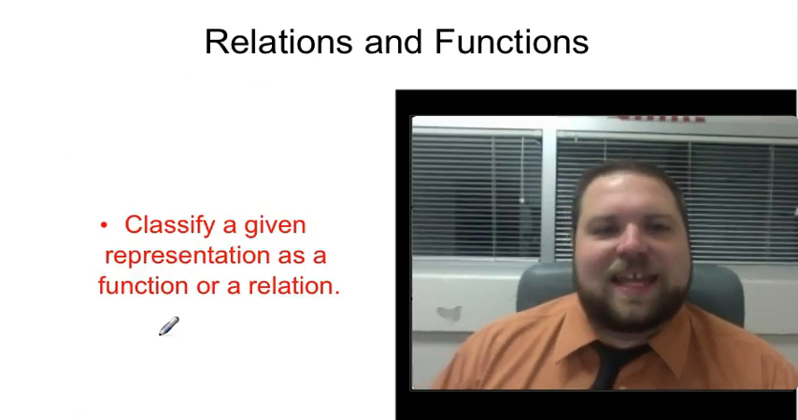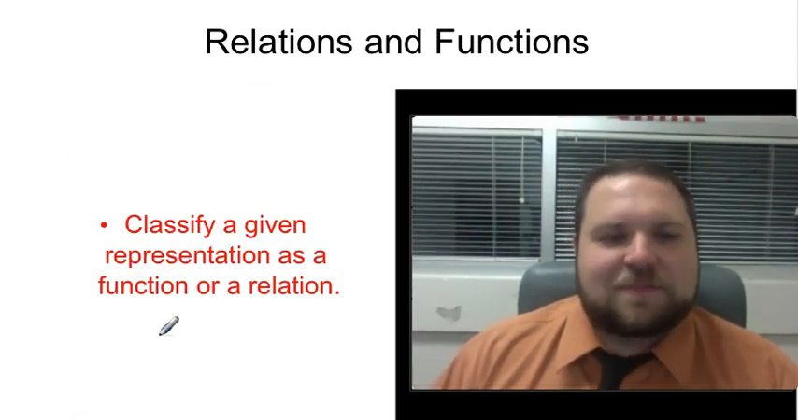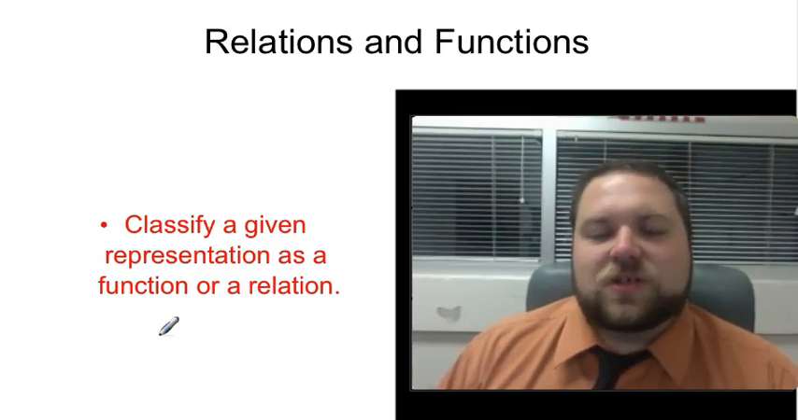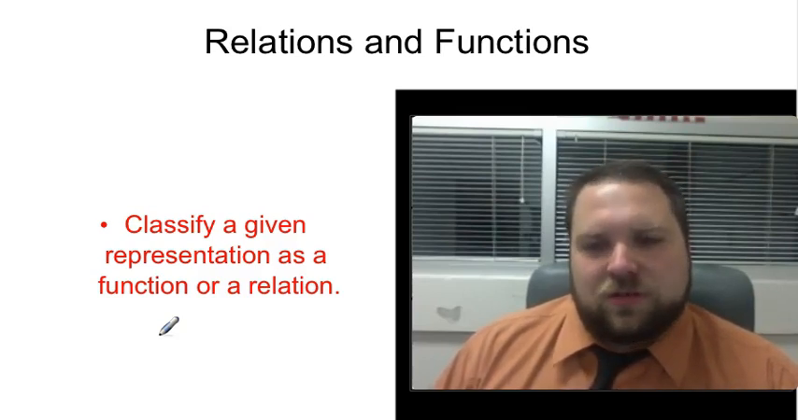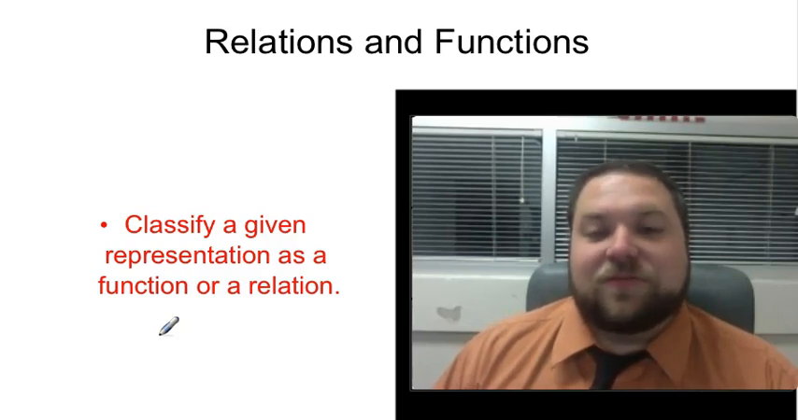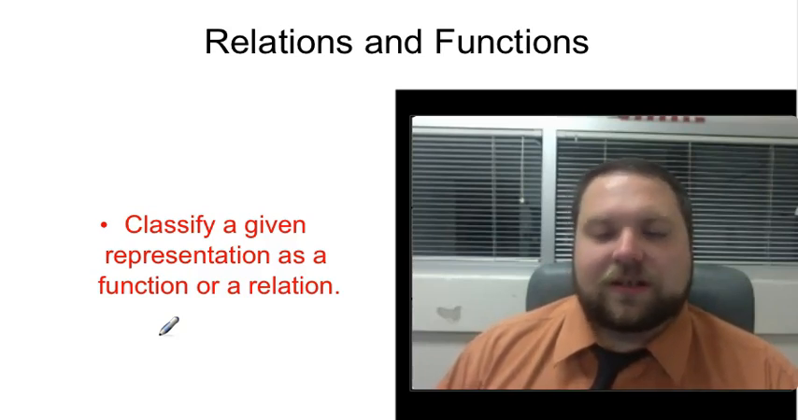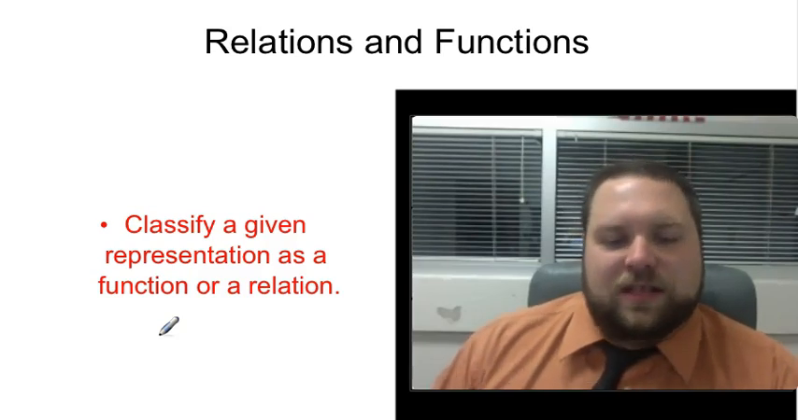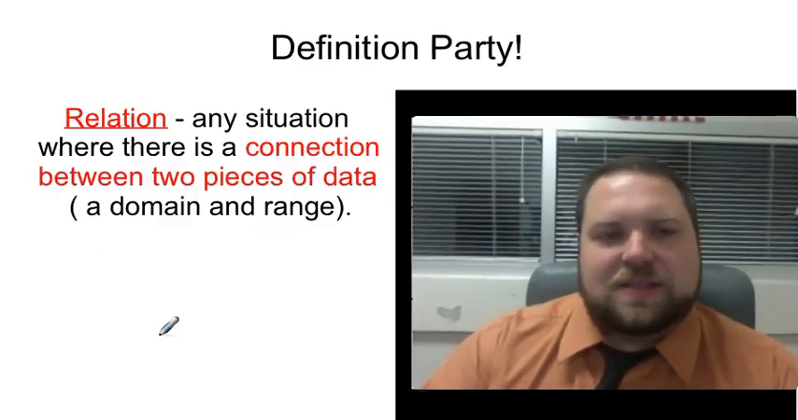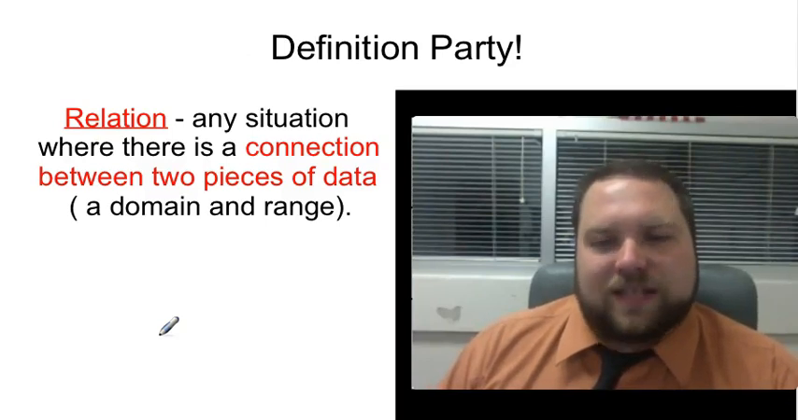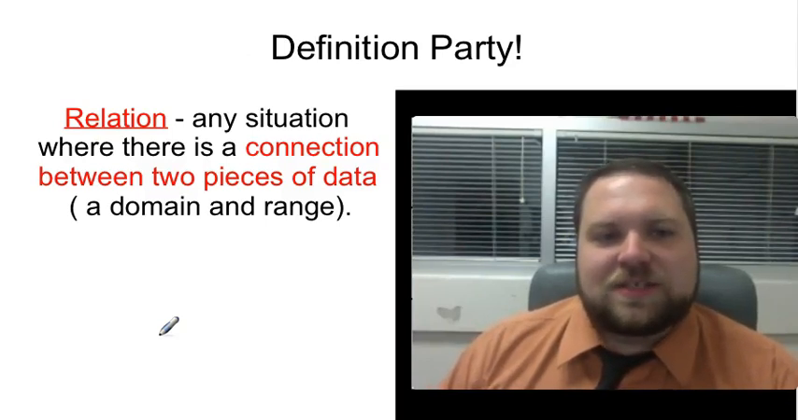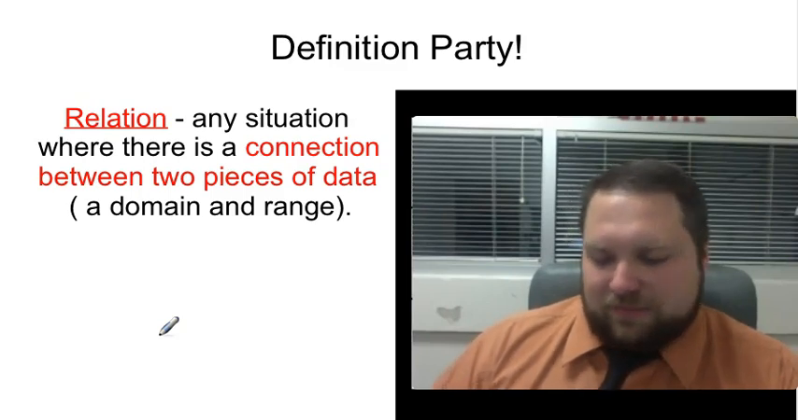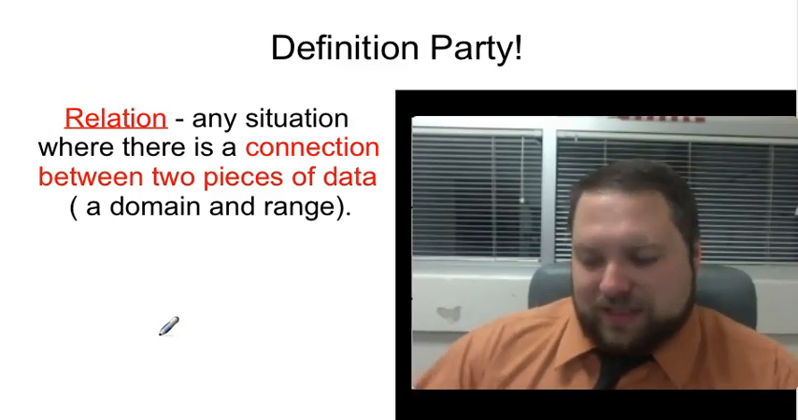What we're looking at today is classifying a given representation as either a function or a relation, which means, and this should put you on definition alert, that we have to learn what functions and relations are if we're going to determine which a representation is. So let's start with a relation. A relation is any situation where there is a connection between two pieces of data. And we call those two pieces of data a domain and a range.